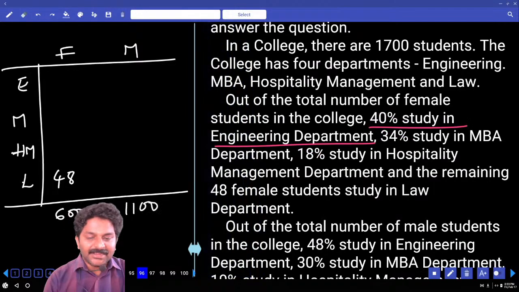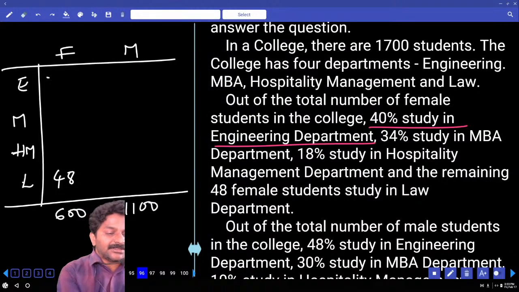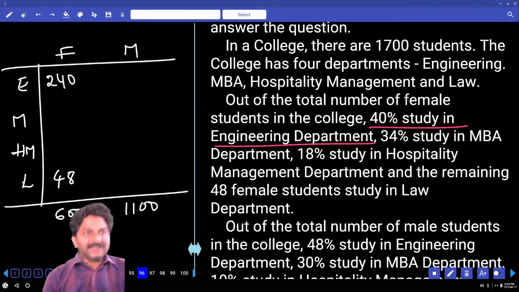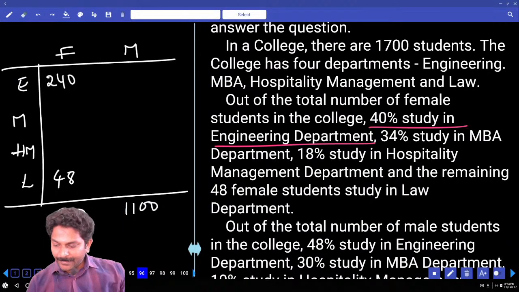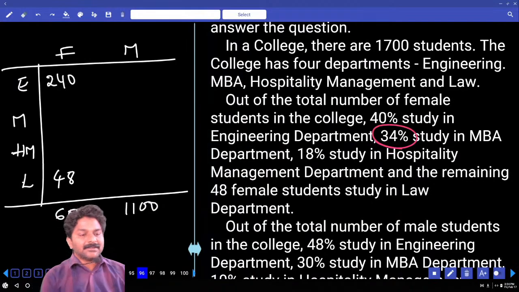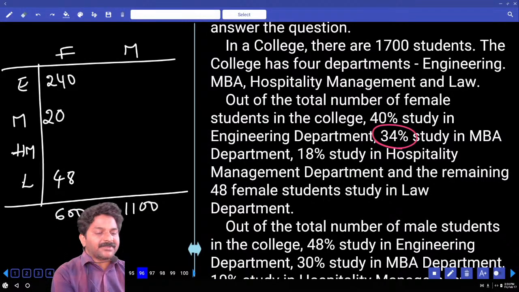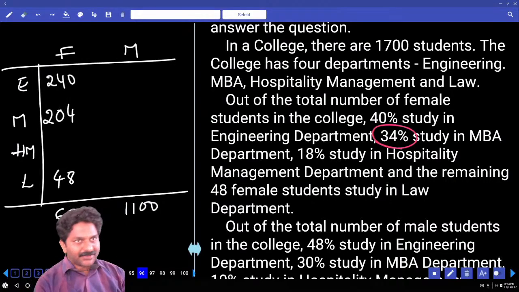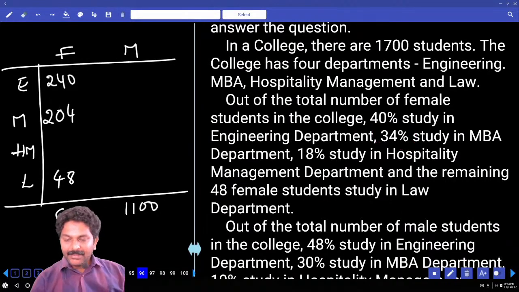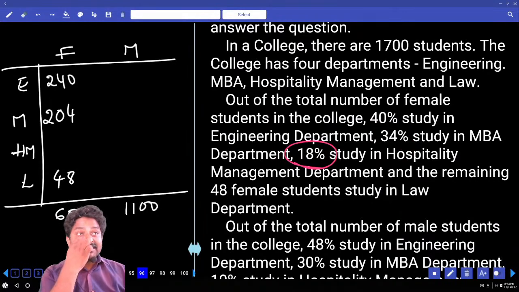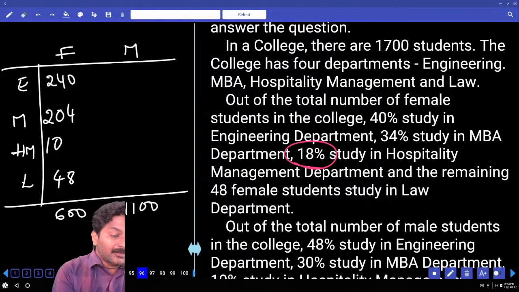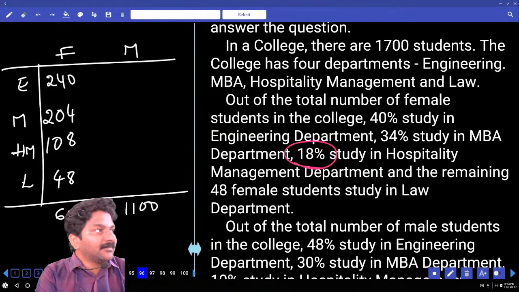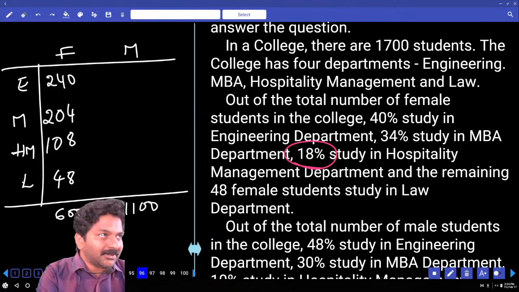40% study in the engineering department. 40 into 6, 240. We know 1% is 6, right? 34 into 6: 30 into 6 is 180, 4 into 6 is 24, so 180 plus 24. 18 into 6: 60, 48. So 108. Understood?